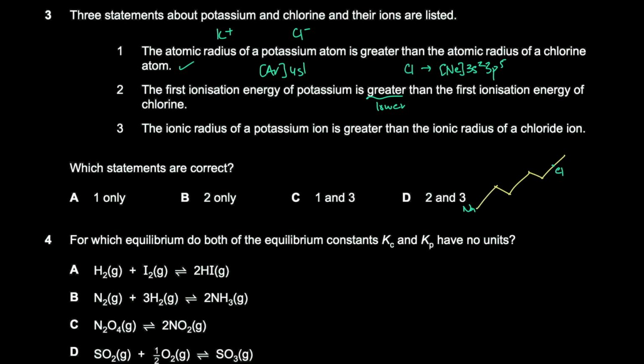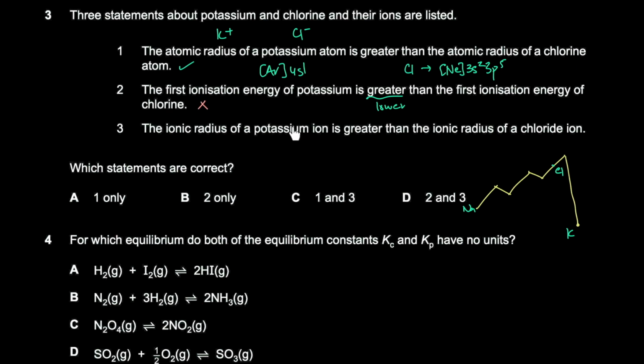Attraction between the nucleus and valence electrons increases across the period. So group 1 elements have the lowest first ionization energy in their periods. And potassium would be even lower than sodium because potassium has an extra shell, so it comes in the next period. So this would be potassium, right? It would be even lower than sodium. So statement 2 is incorrect.